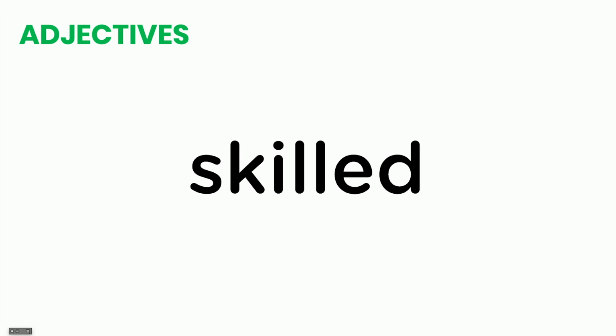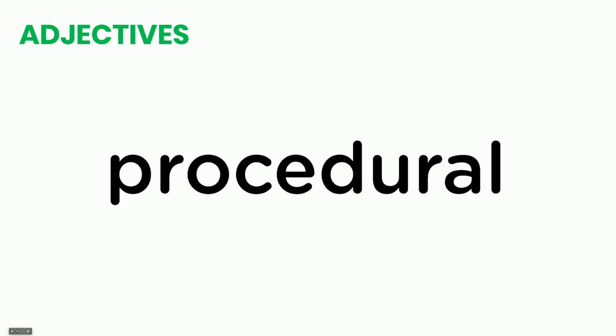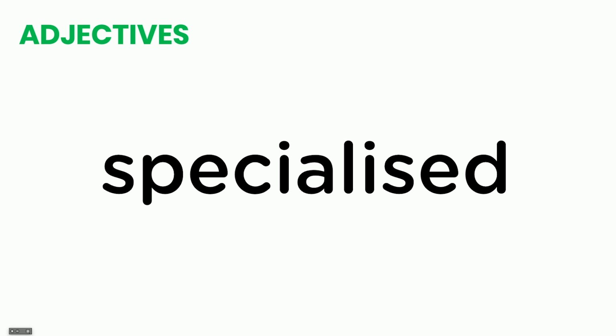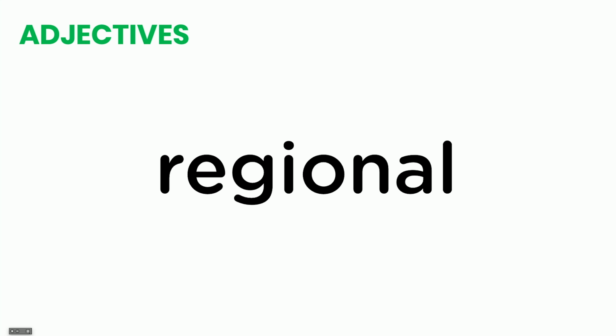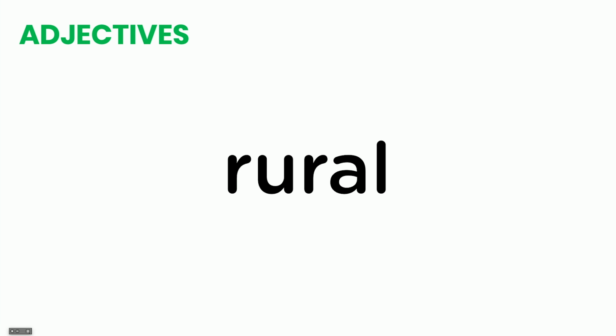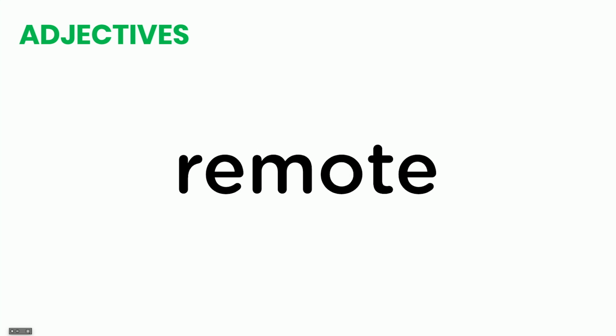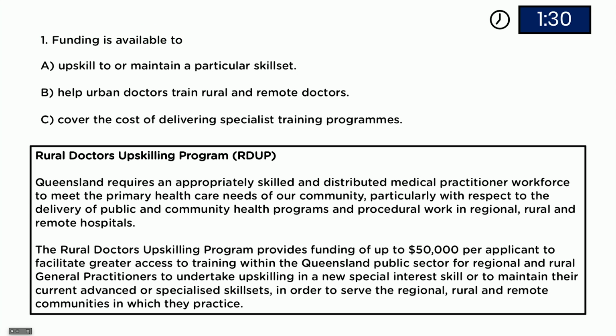Words like skilled, procedural, advanced, specialized, regional, rural, primary. Is there any more? Oh yeah, remote. Sorry, I was a bit fast there. Remote. So they're the adjectives.